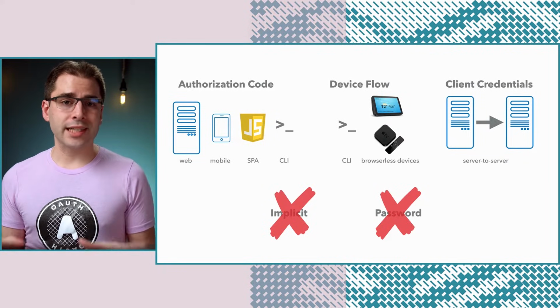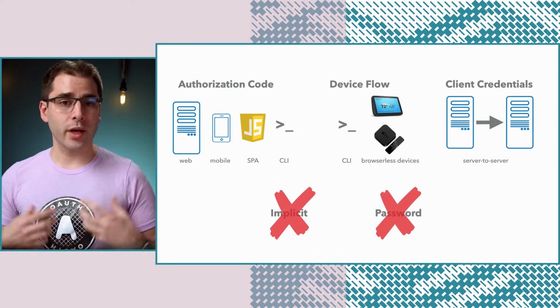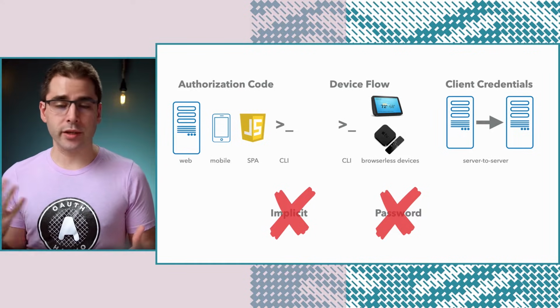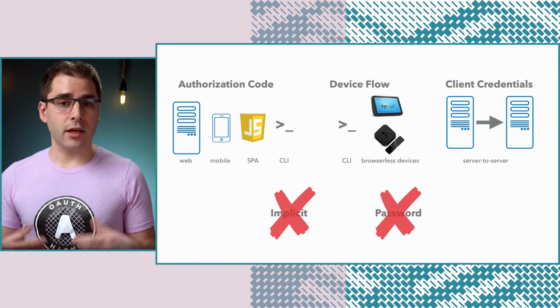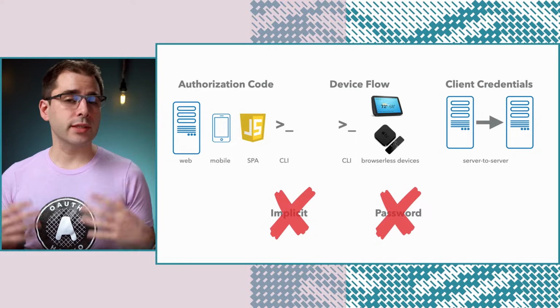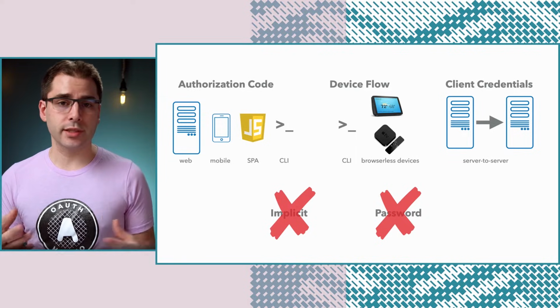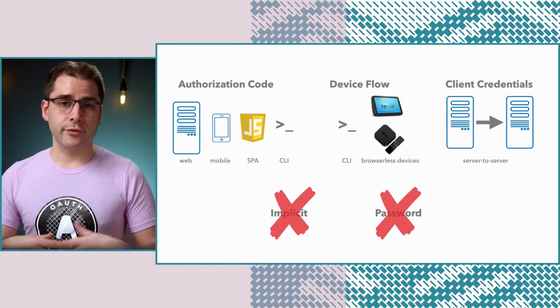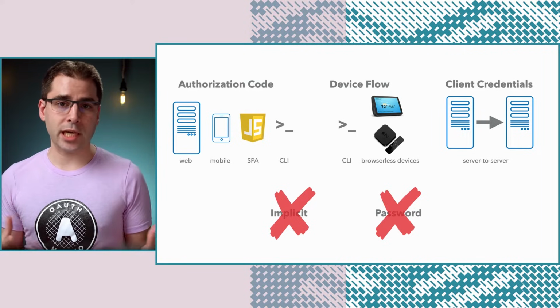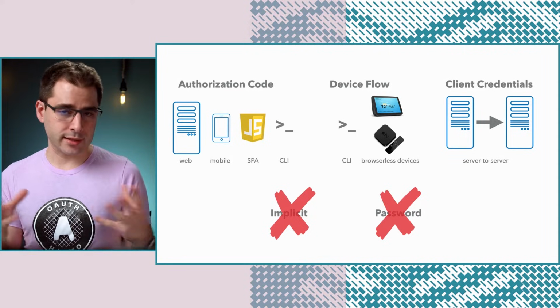So there are a few different kinds of flows in OAuth depending on what kind of application it is and where the application is running. The authorization code flow is the most common, the most used in the most different kinds of environments, everything from web apps to native apps to single page apps. You could even use it on the command line in some cases.